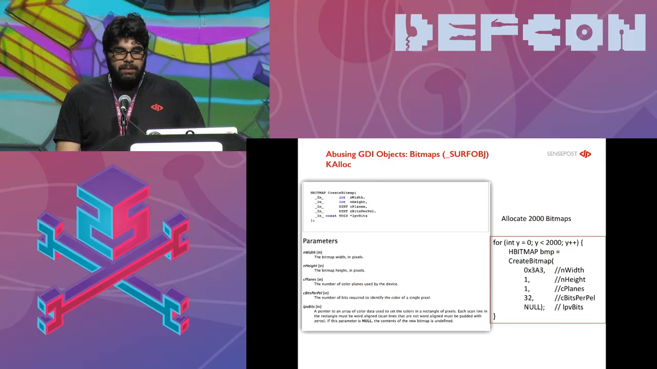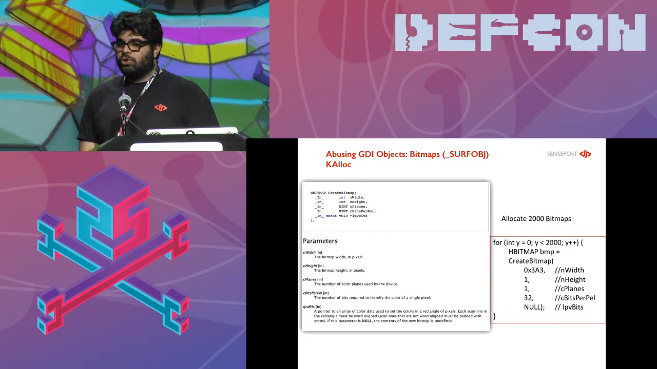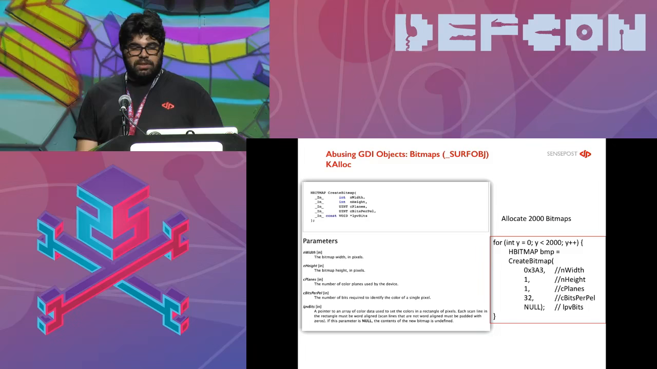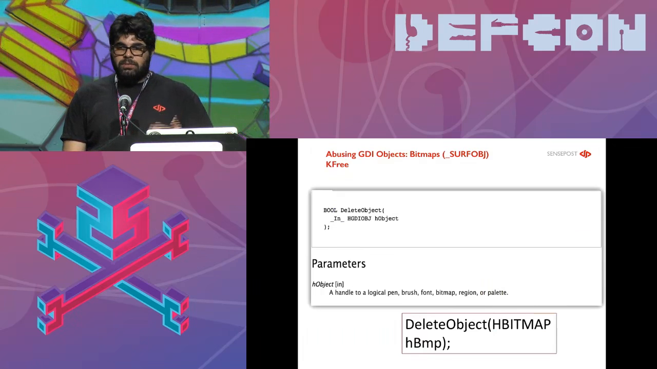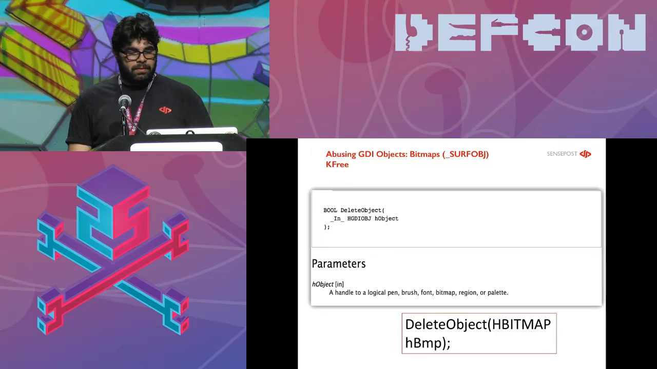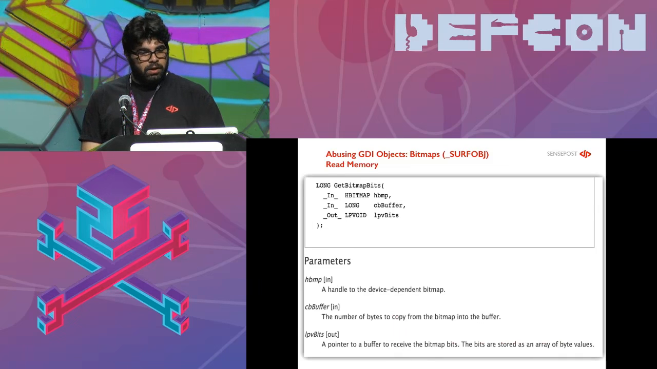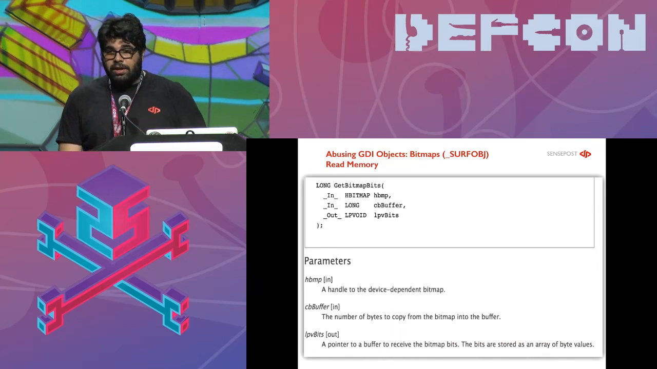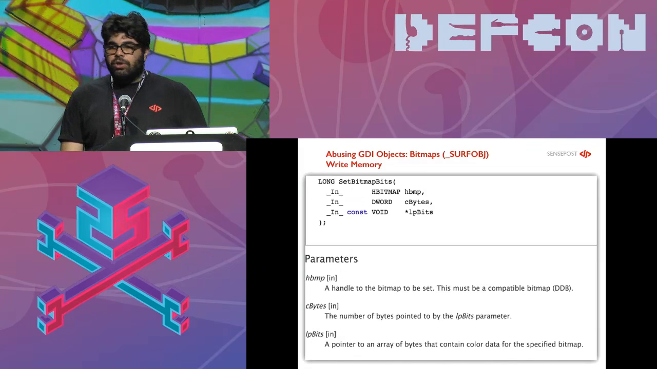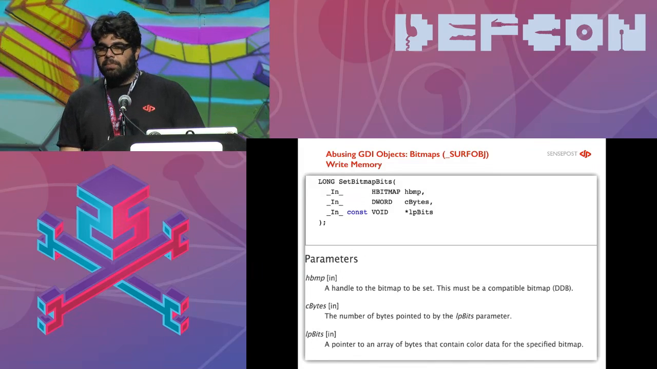The way you can allocate bitmaps in memory is by calling the CreateBitmap user mode function. This takes a width, a height, the planes, the bits per pixel, and the bits of the bitmap, and allocates a bitmap in memory. The way you can free bitmaps is by calling DeleteObject. The way you can read the bitmap memory is by using GetBitmapBits. These are all user mode functions, you can call them from any application. And the way you can write to bitmap memory is by using SetBitmapBits.